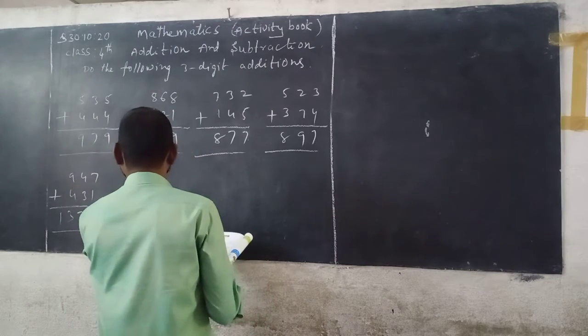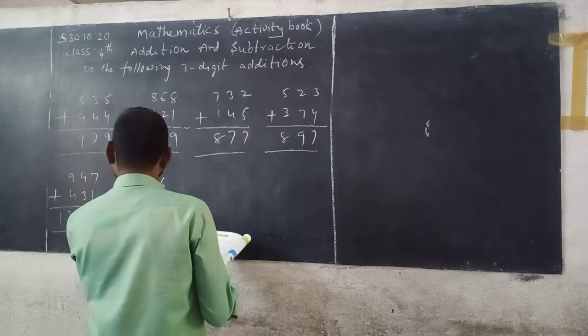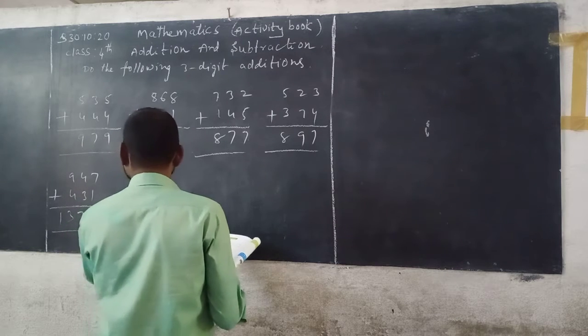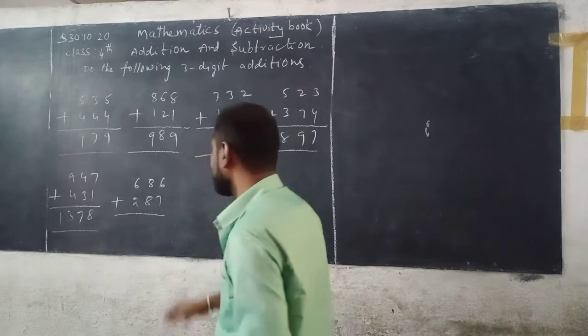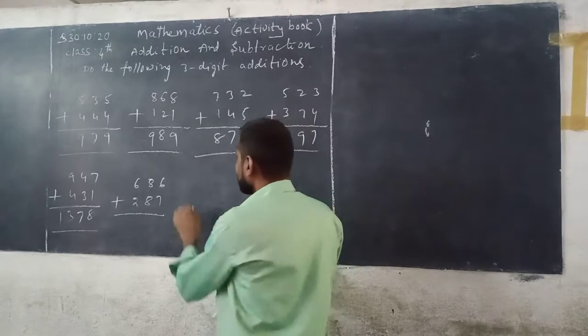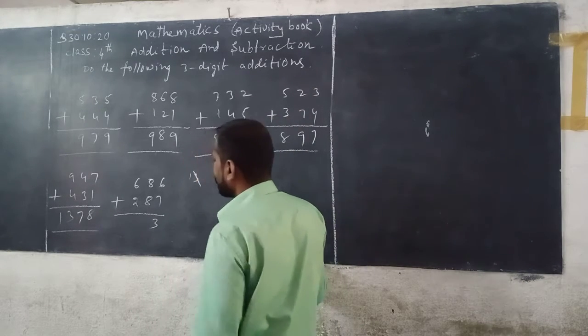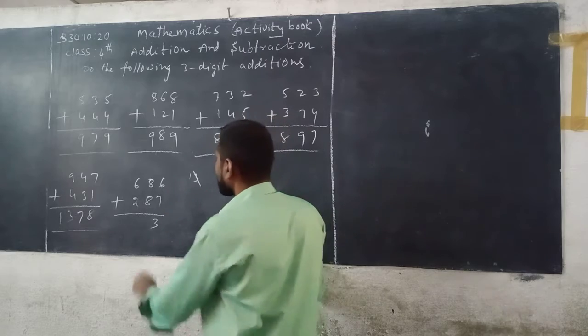Now next here, listen carefully. 686 plus 287. First add the digits in ones place. That is 6 plus 7. You get 13. In 13, 3 is taken. Write down under ones column. Now next, 1 is carried to tens place.